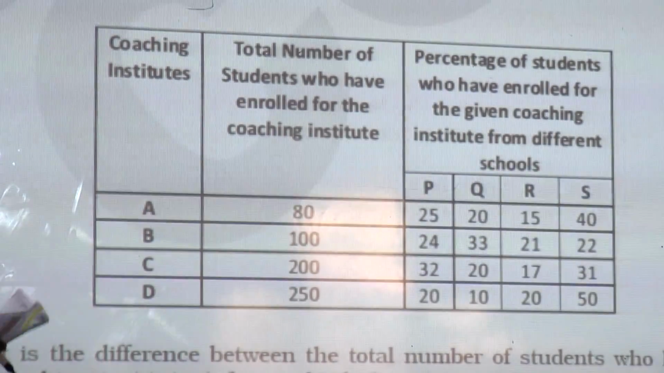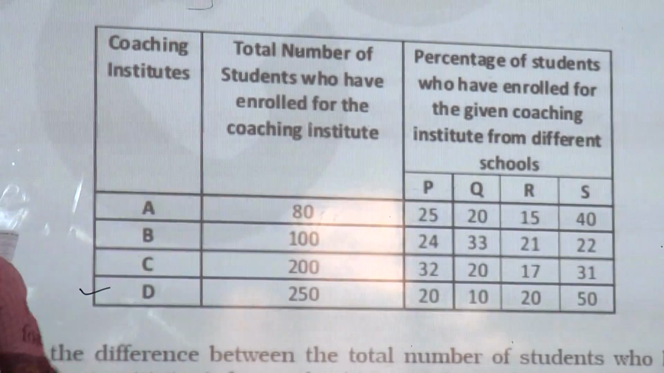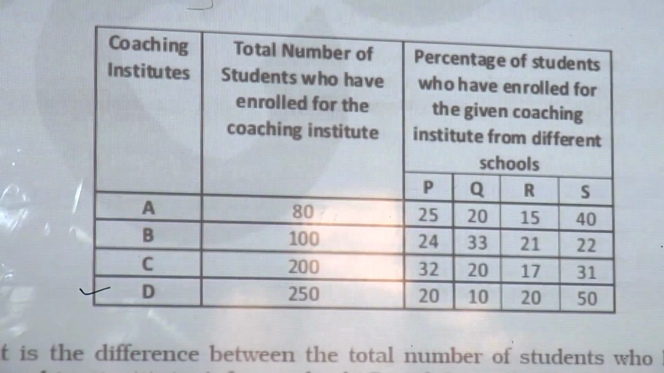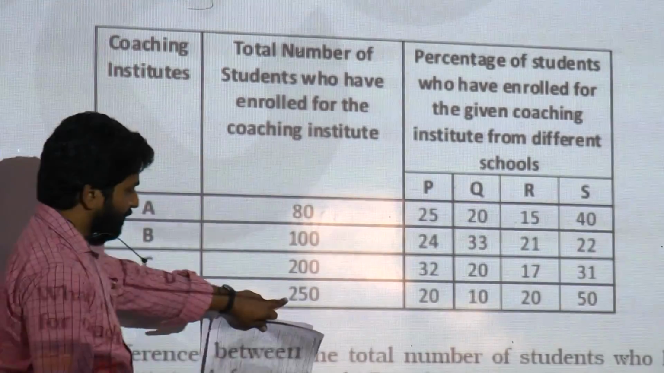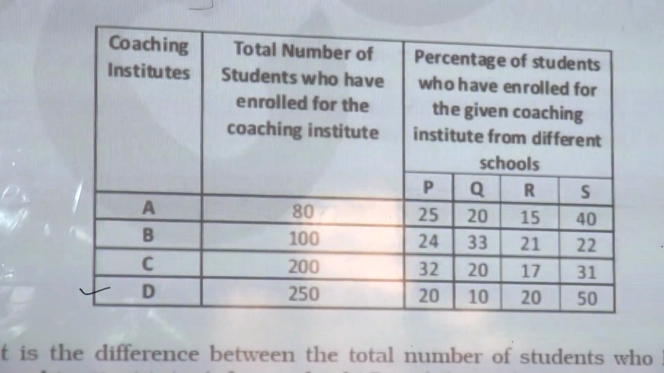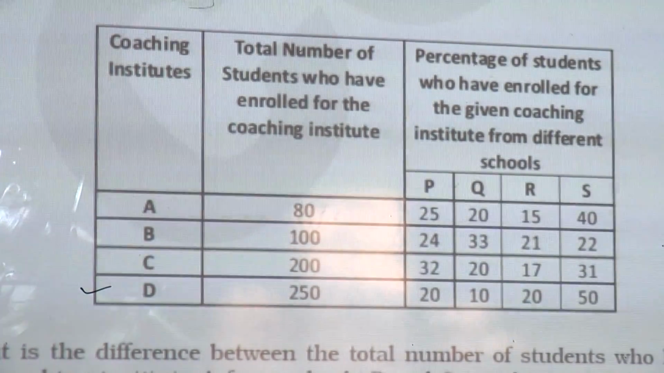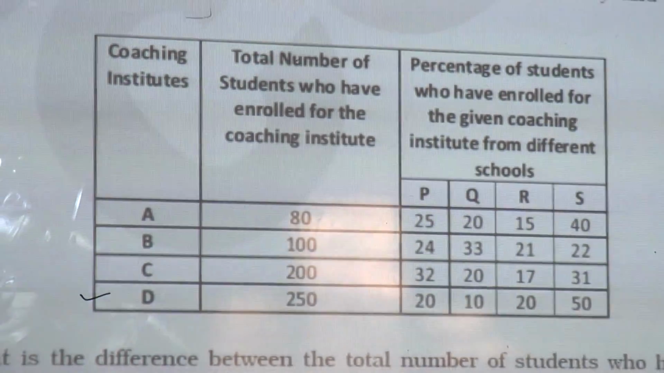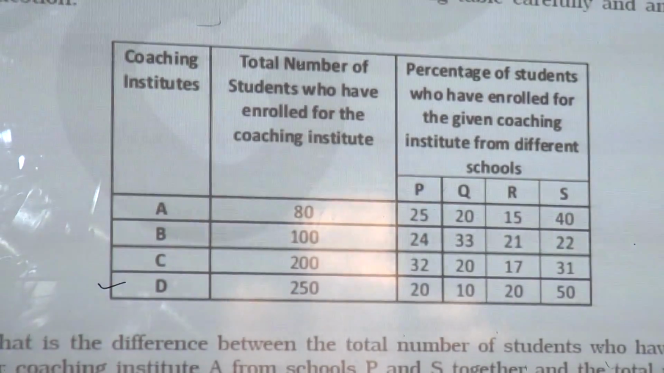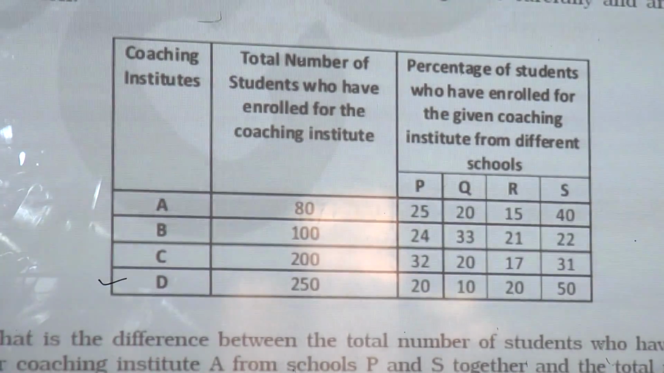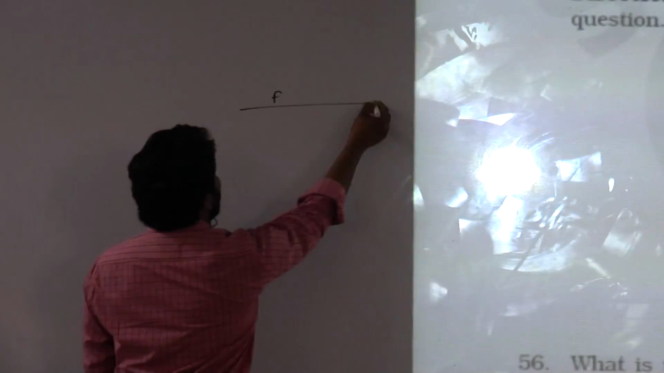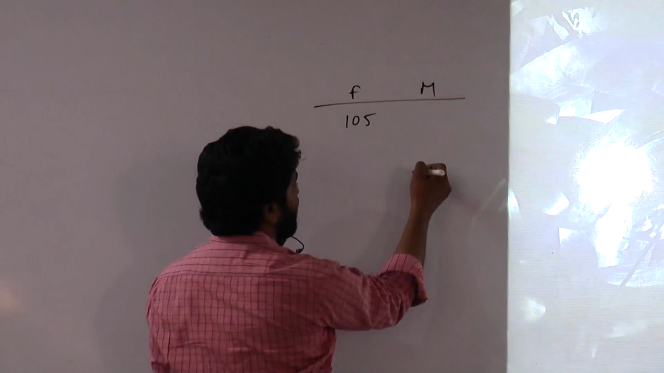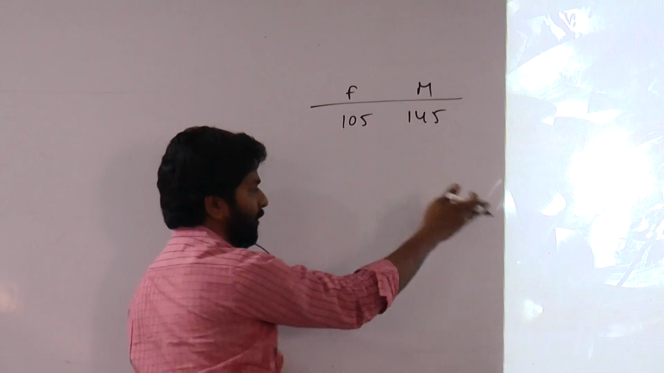57. In coaching institute D, 42% are female. 42% of what? 250. So I can even write that as 250% of 42. 250% in the sense 200% plus 50%. 200% of 42 is 84, and half of 42 is 21. Add 21 here, that becomes 105. So female are 105 and obviously male will be 145 because the total is 250.